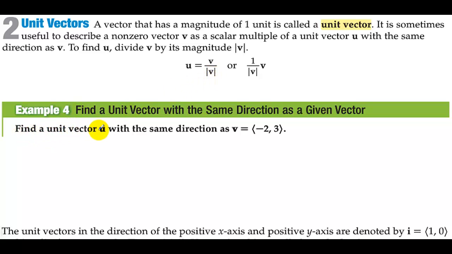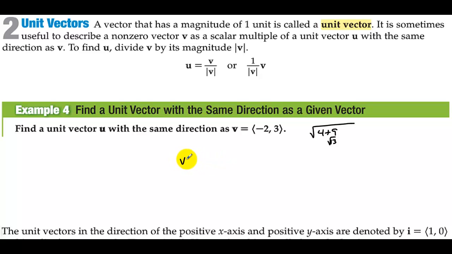So we're going to find a unit vector u with the same direction as this vector right here. Now this vector's magnitude is the square root of 4 plus 9. It's the square root of 13. And of course, the square root of 13 is not 1, but it's the magnitude of the vector. Now we're going to take v and divide each component by the square root of 13.